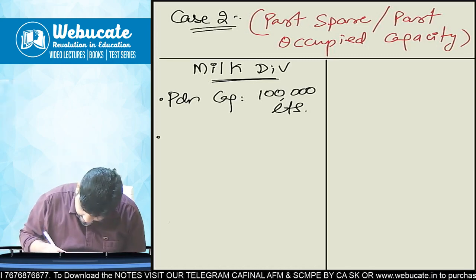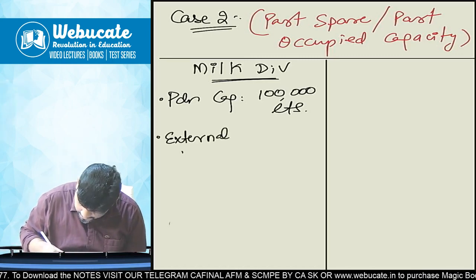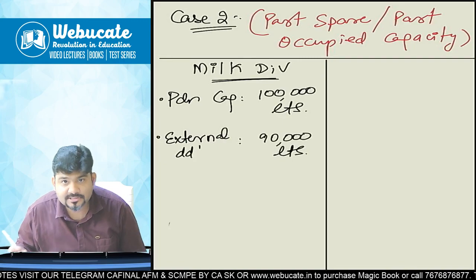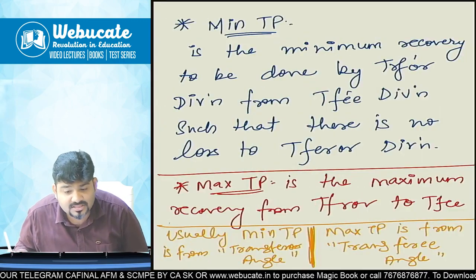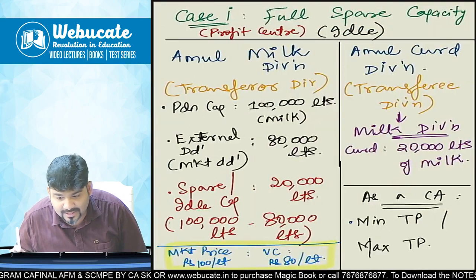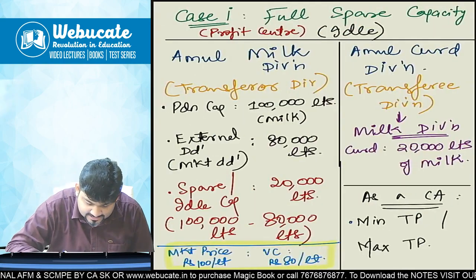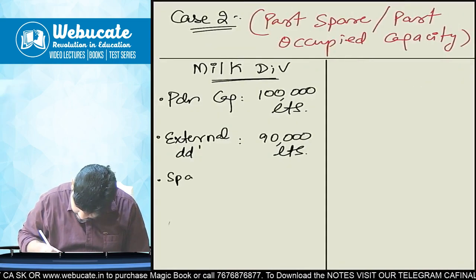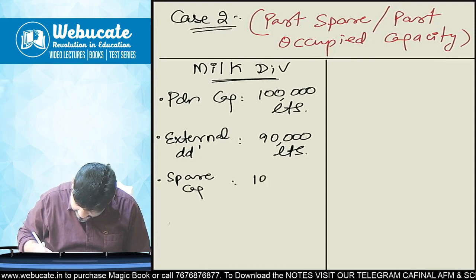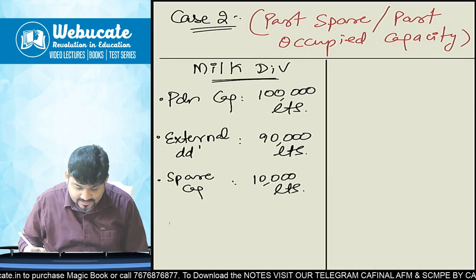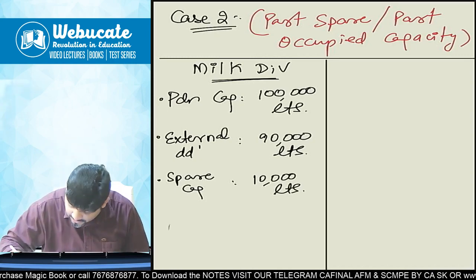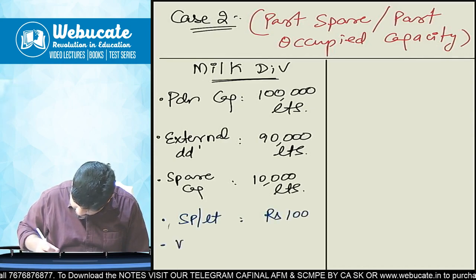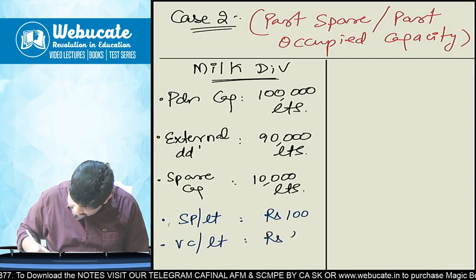So here we will write down external demand 90,000 liters. Now immediately the mind should tell you, how much is the spare capacity, or what we call the idle capacity, guys? Can I say 10,000 units here? Write it down. Spare capacity 10,000 liters. Just information. As usual, selling price per liter is still rupees 100. Variable cost per liter is still rupees 80.